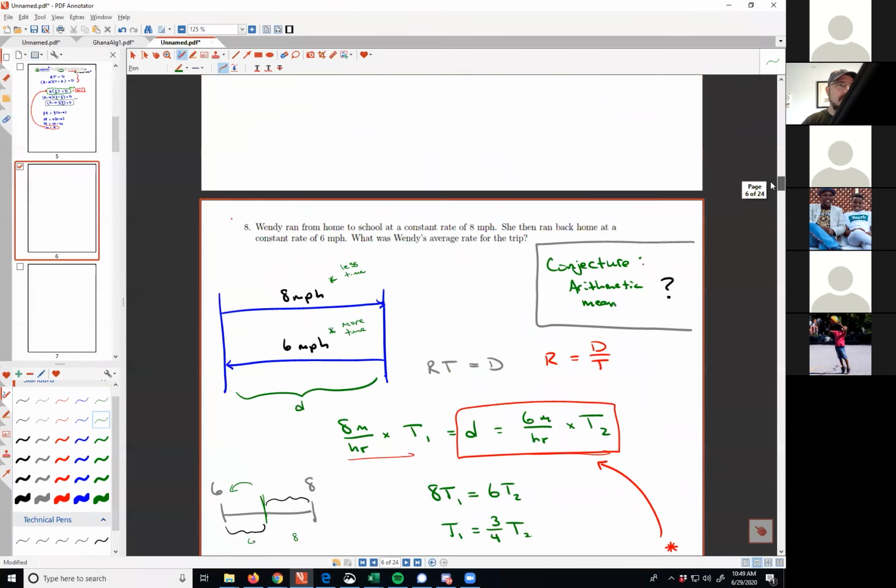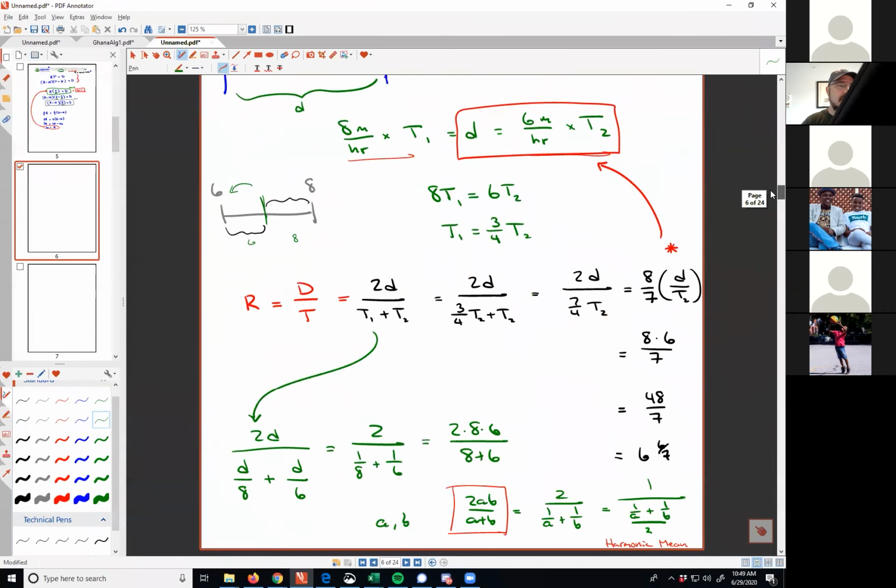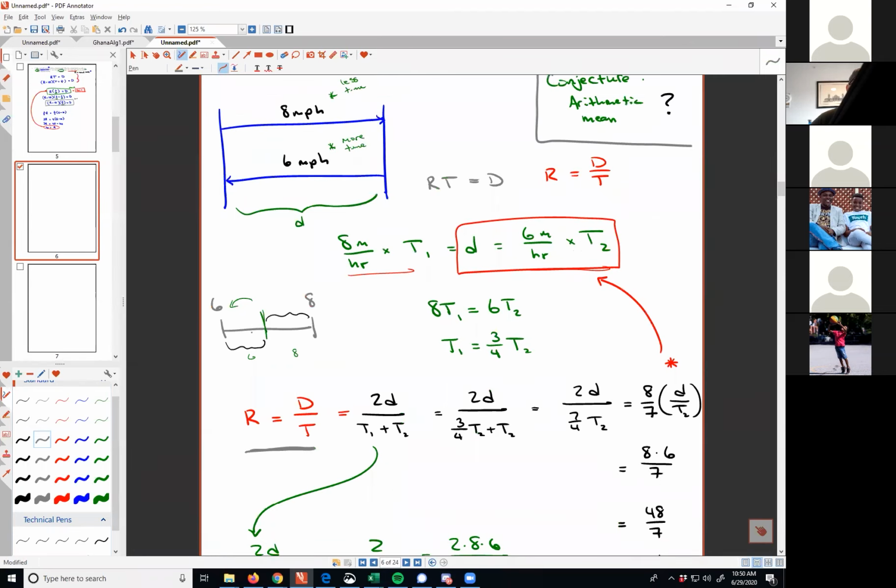Can you please go over the harmonic mean again? Sure. Like what is the harmonic mean, or how we got the formula? How you worked it out. Okay. So in the end, we wanted the rate, which was distance divided by time right here. And so we split the time into the two different times of the run. T1 being the amount of time she spent running 8 miles an hour. T2 being the amount of time she spent running at 6 miles per hour.